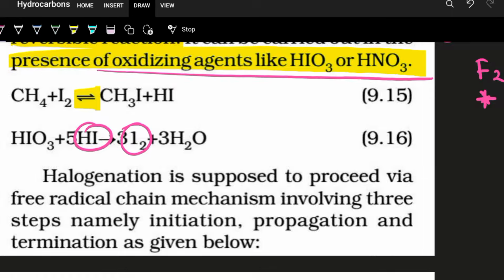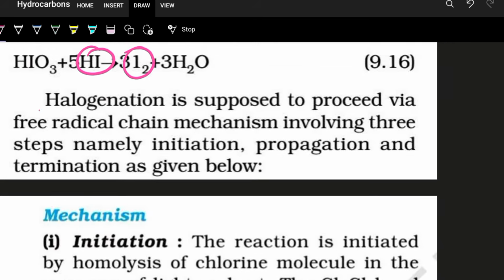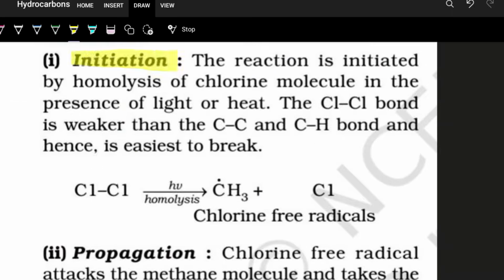Or you may be told to suggest the oxidizing agents, and these are the two probable oxidizing agents. The mechanism of this halogenation is a free radical chain mechanism, which has 3 steps as in any free radical reaction. First is initiation, then propagation, and then termination. So we can see the initiation step.